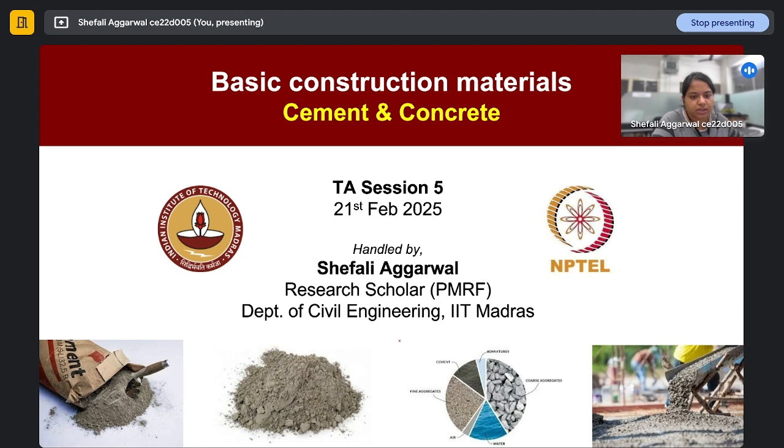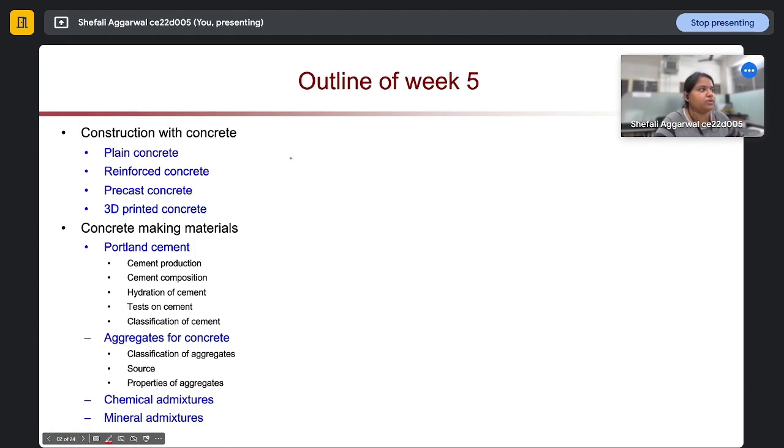So, in this week, we have actually worked on cement, the first material of our concrete structure, cement and concrete. An overview of the outline of this week: we have worked on construction with concrete and the different types of concrete we are using in our construction industry, mainly plain concrete, reinforced concrete, precast concrete, and 3D printed concrete. And then the different materials which are used to make concrete, mainly Portland cement, aggregates, chemical admixtures, and mineral admixtures, and the different properties of these construction materials.